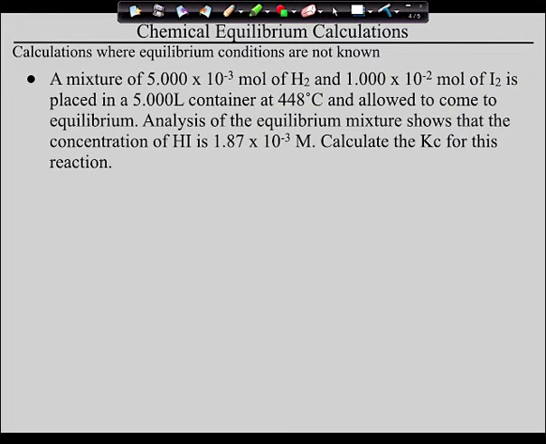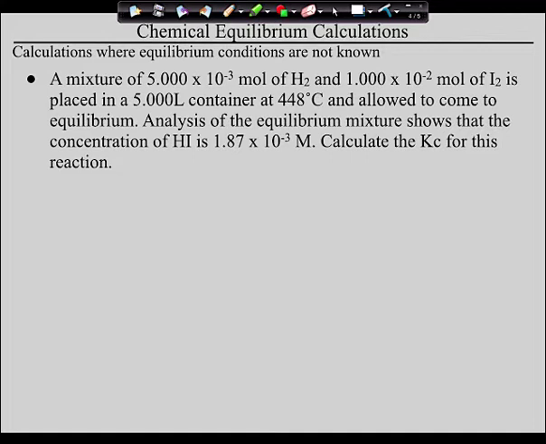So for this problem, if you would like a copy of the question, I would suggest that you print the notes. I don't think it's worth our time to allow you the time to write this down. So print the notes, watch the screencast if you need. But guys, the question reads like this. We have a mixture of 5 times 10 to the negative third moles of hydrogen and 1 times 10 to the second moles of iodine. This is placed in a 5-liter container and allowed to come to equilibrium. You analyze the equilibrium mixture, and it shows that the equilibrium concentration of HI is that molarity. Calculate the Kc for this reaction.